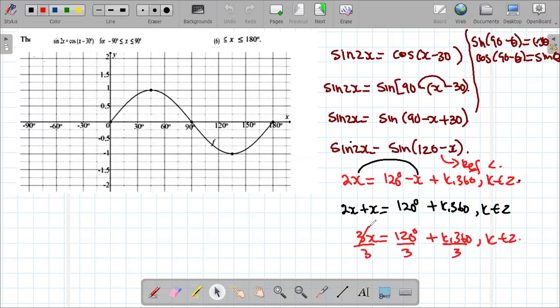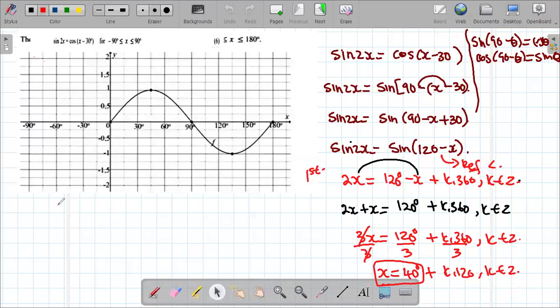X equals, what is 120 divided by 3? It's 40. Plus 360 divided by 3 is 120, plus k 120, where k is an element of integers. Okay. Remember, this was on the first quadrant. What about the second quadrant?